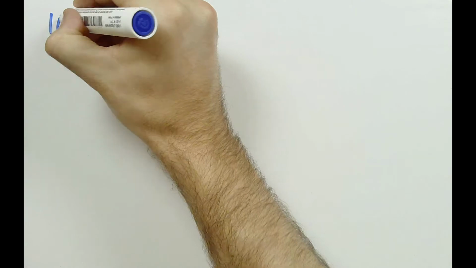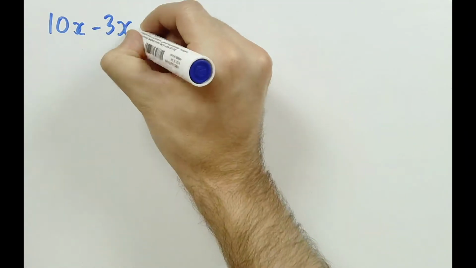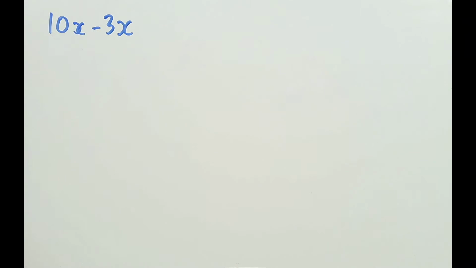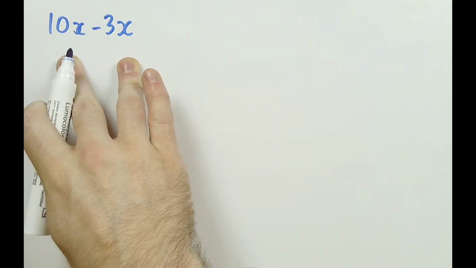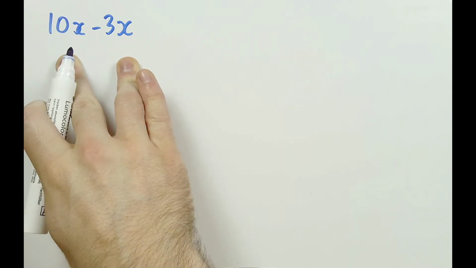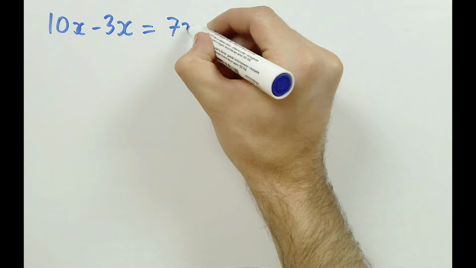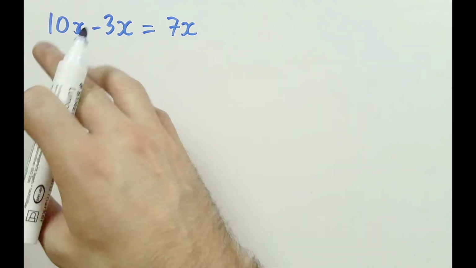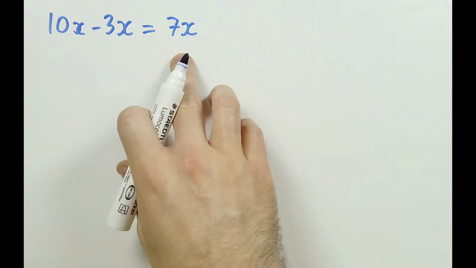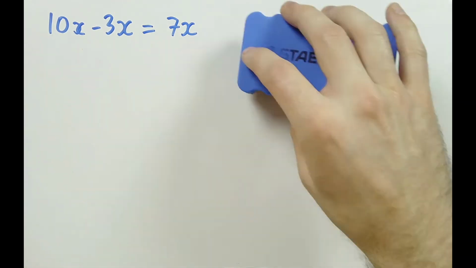Say we have 10x minus 3x. So here, because we have two components that have the same base term, it's fairly straightforward. The resulting value is 7x. 10 minus 3. 10 of something minus 3 of something leaves us with 7 of something. So that's fairly straightforward. And so have a look at something a little bit more complex now.